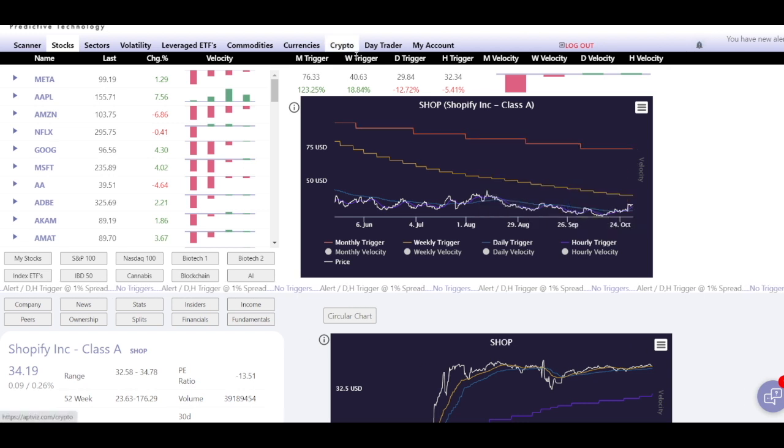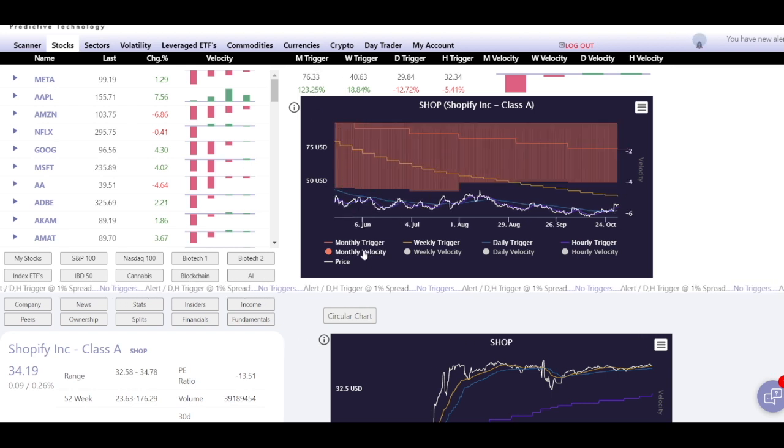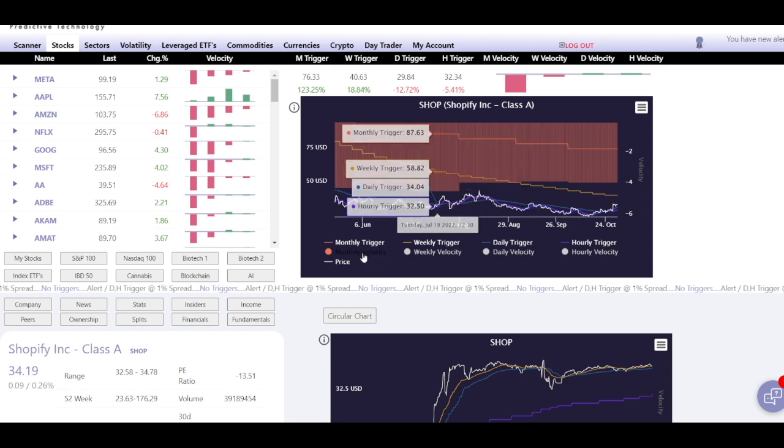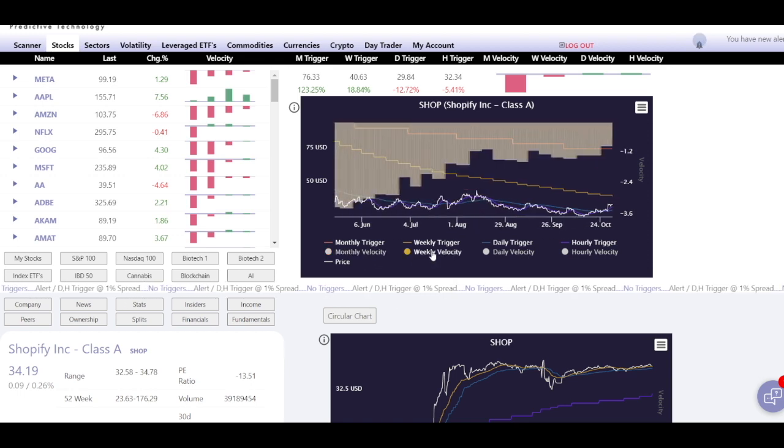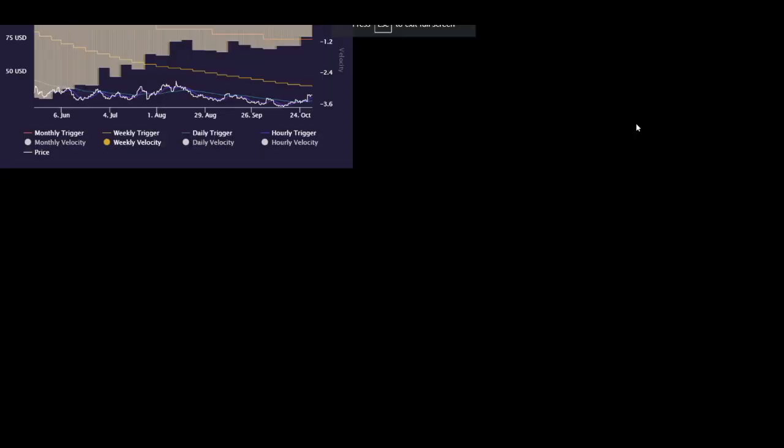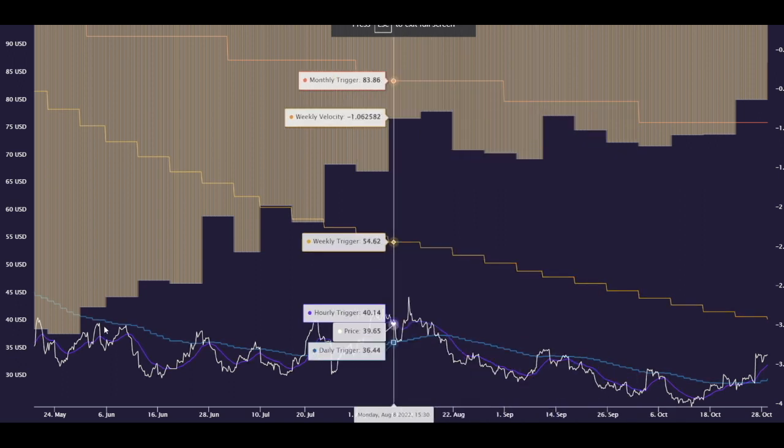No problem. Shopify has an 18% gap to the weekly trigger. Monthly trigger is a 123% gap. Monthly velocity, nothing telling me price wants a monthly trigger. Weekly velocity, here you guys go. Let me give you a perfect example.